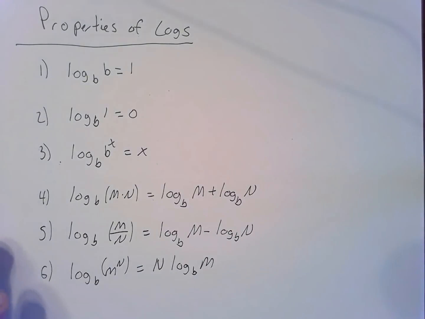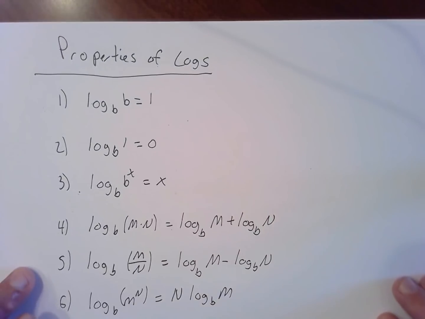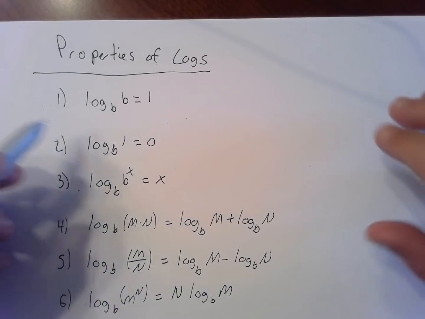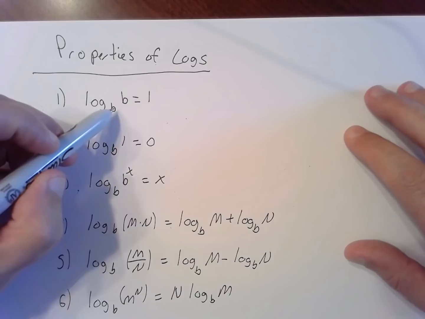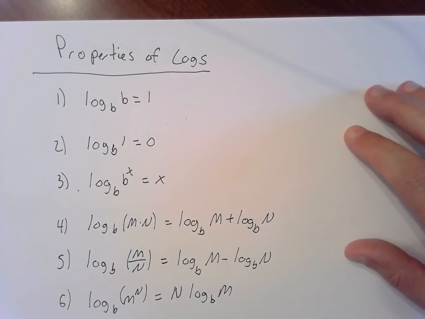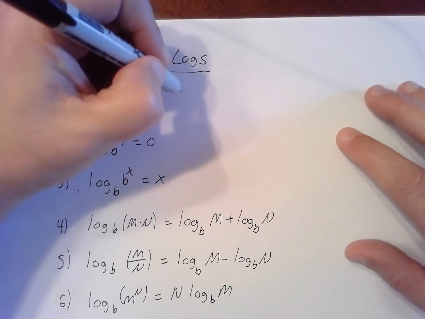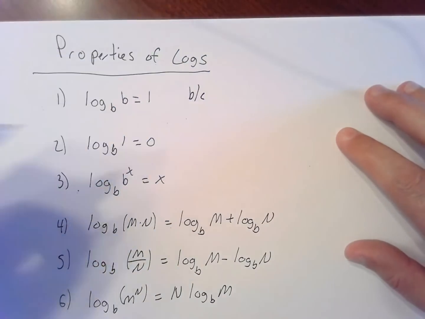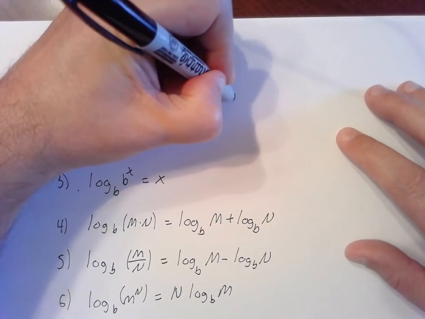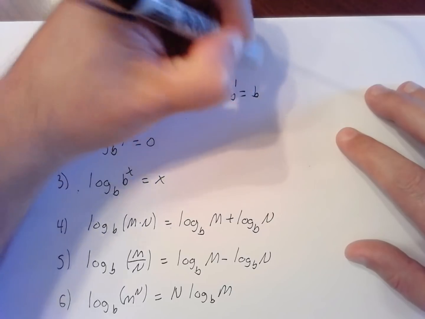Okay, properties of logs. These are the rules of logs. These you have to have memorized. There's no getting around it. You have to memorize these and know how to use them. First rule, log base b of b equals 1. A couple of different ways to think of this. One is just convert to exponential form. b raised to the first power does in fact equal b.